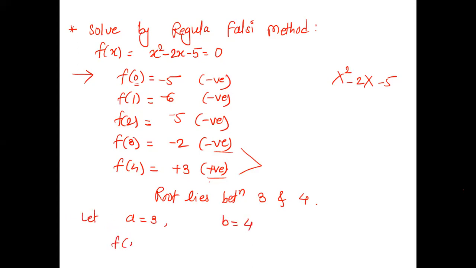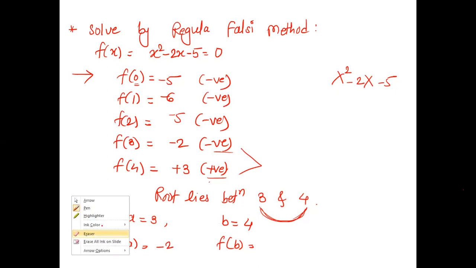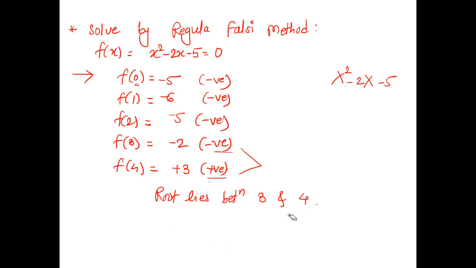So we have to find f of A and f of B also. What is f of 3? We have minus 2. Before that, we can do one more thing. You can start with 3 and 4, but then you will need a lot more iterations, like 7, 8, 9, 10. If you want to reduce the number of iterations, we can always go and find a closer root. Like if it is between 3 and 4, we can check 3.5.